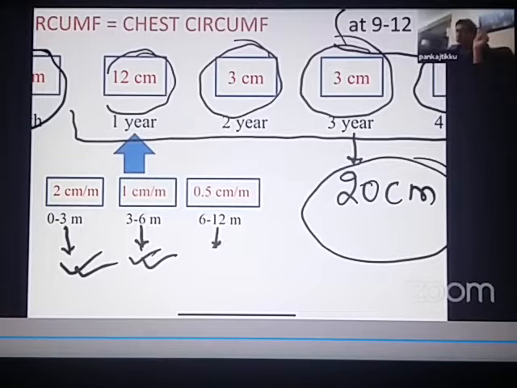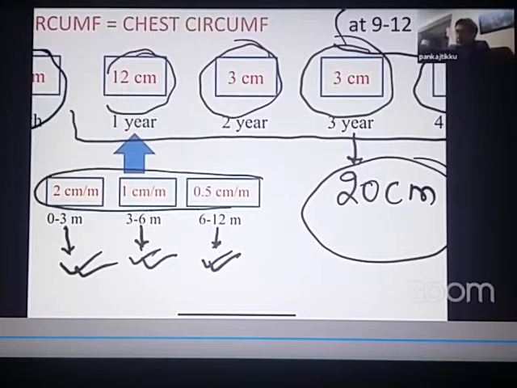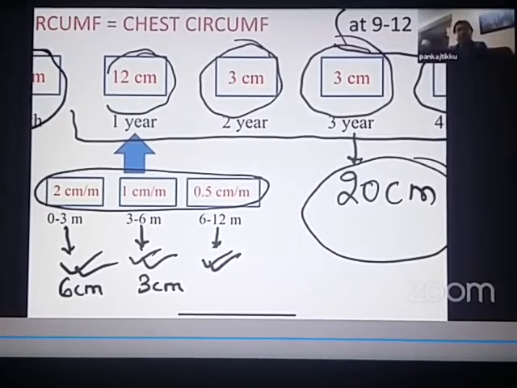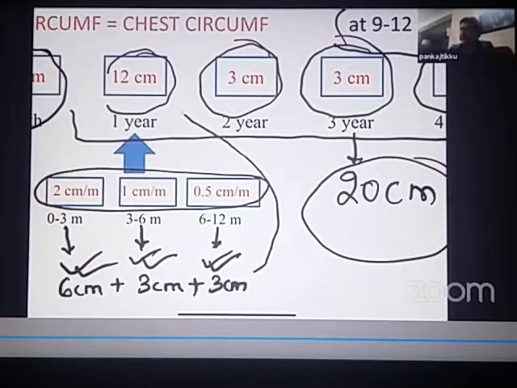And between 6 to 12 months, it is increasing 0.5 centimeters per month. So if you add this up, 2 centimeters per month for the first 3 months, total 6 centimeter increase, 1 centimeter per month from 3 to 6 months, total 3 centimeter increase, and 0.5 centimeter per month between 6 to 12 months, another 3 centimeter increase. If you add these up, this is how much increase occurs in the first year: 12 centimeters.